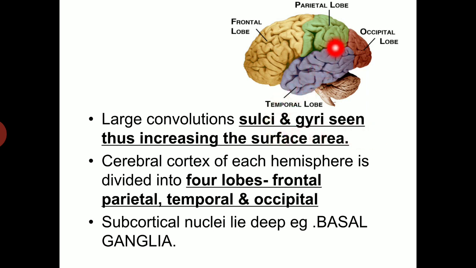Now the cerebral cortex of each hemisphere is divided into four lobes: frontal lobe, parietal lobe, temporal lobe and occipital lobe. And subcortical nuclei lie deep, which is known as the basal ganglia. Okay, it is known as the basal ganglia.